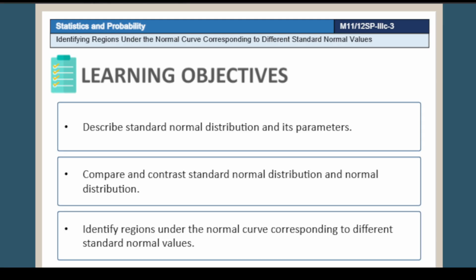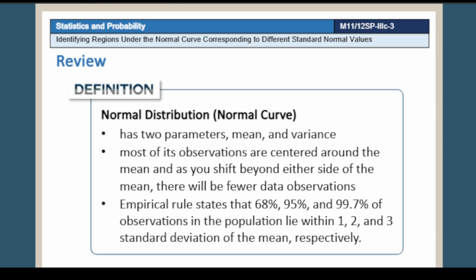Now, these are the objectives that will guide us as we go on with the discussion. First, to describe the standard normal distribution and its parameters. Second, to compare and contrast the standard normal distribution with the normal distribution. And lastly, to identify the regions under the normal curve corresponding to different standard normal values. So take note, we're going to deal with standard normal values.